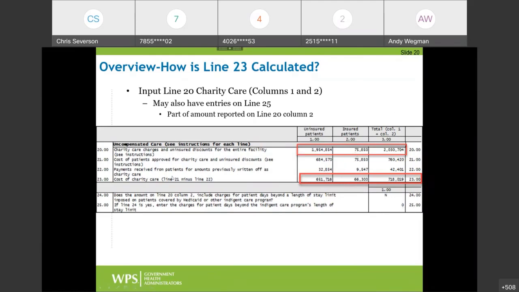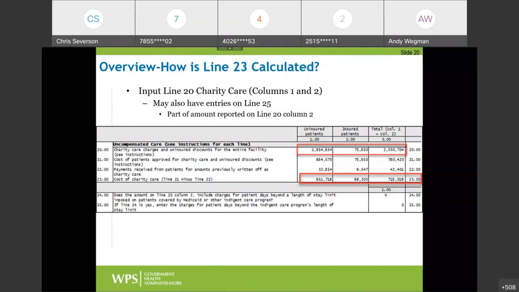But the other thing is that in either case, after you reduce it or don't reduce it by the cost-to-charge ratio, you're going to be offsetting payments on line 22. And that's an important number to understand, because it's not just any and all payments. It's only payments that the patient made for amounts that were previously written off as charity care in a prior year. That's the key thing.